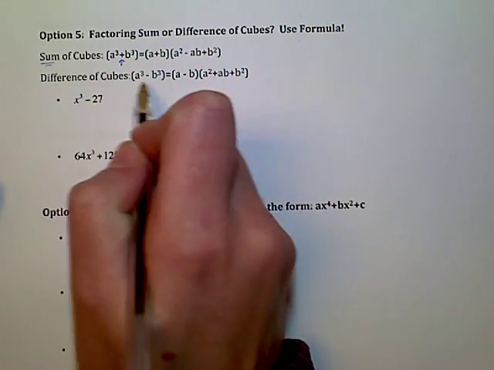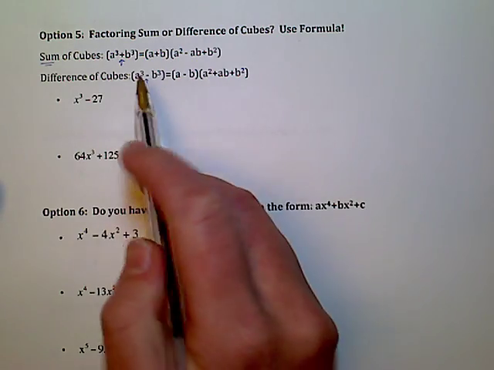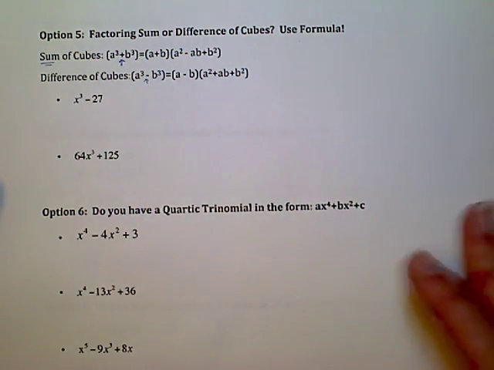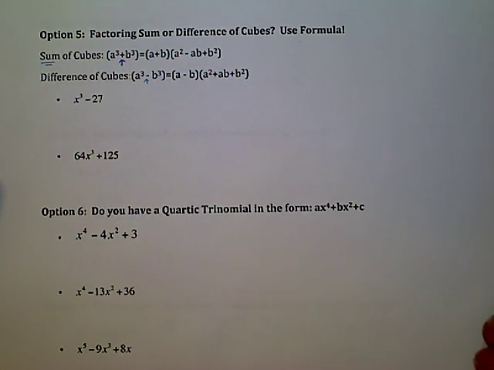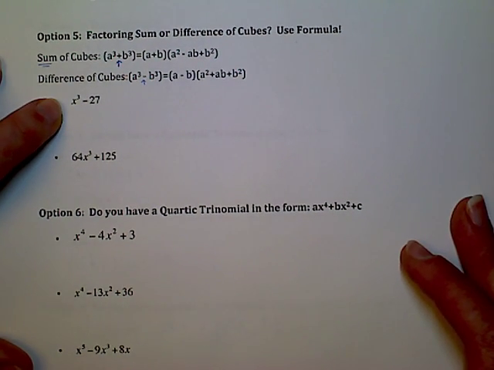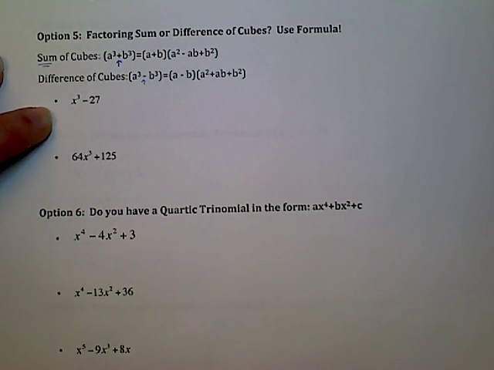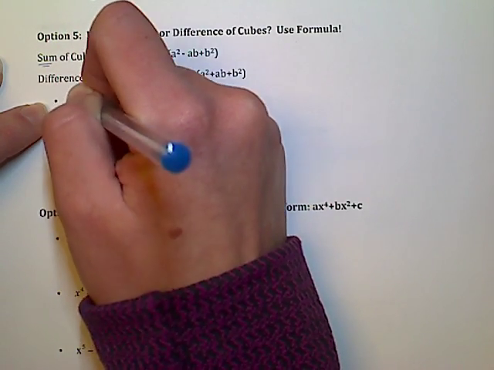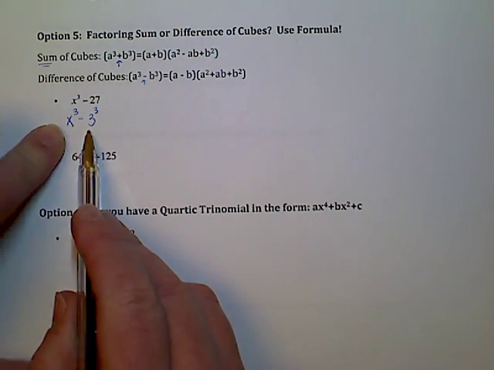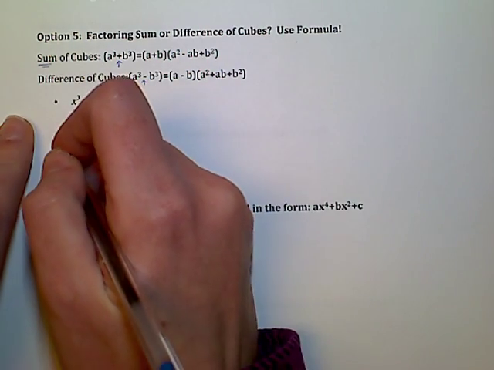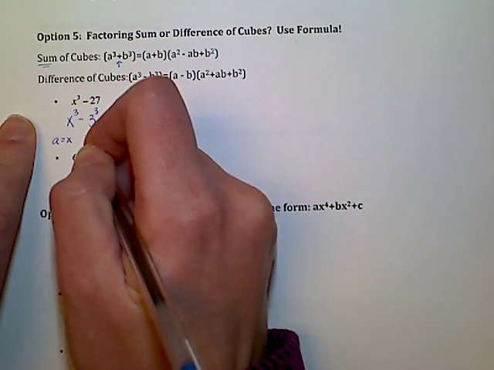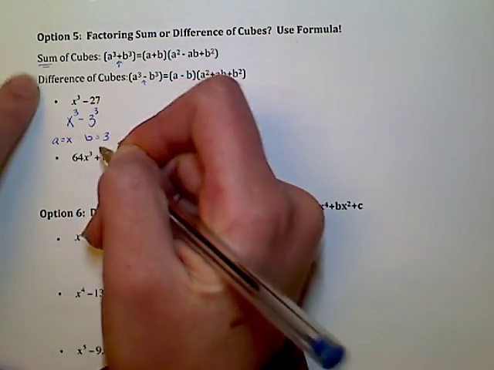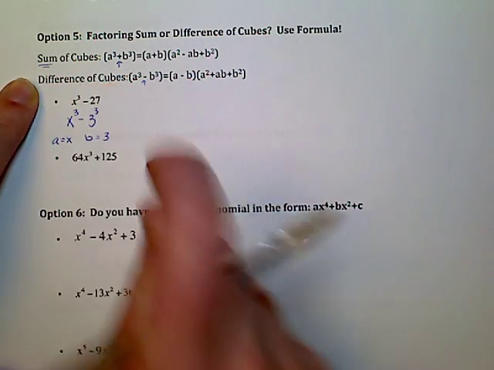By difference, they mean, are you subtracting two things that are cubed? So you have to see which one your particular situation fits. On this first one, I see an x cubed minus 27. The first thing you want to recognize is that 27 is really 3 cubed. So in terms of our formula, the a is an x and the b is a 3, and I'm going to use the bottom one because we have a difference.